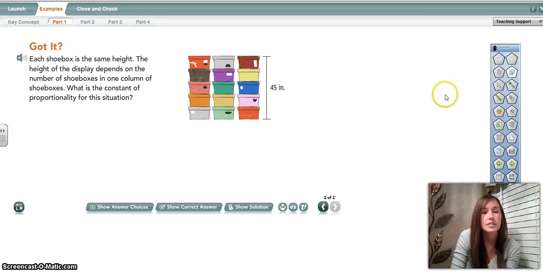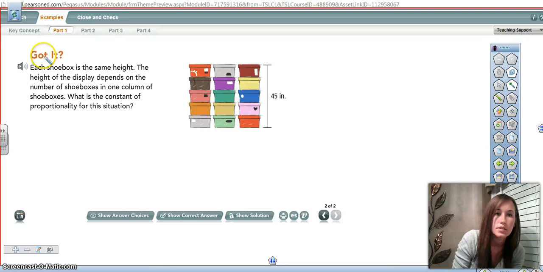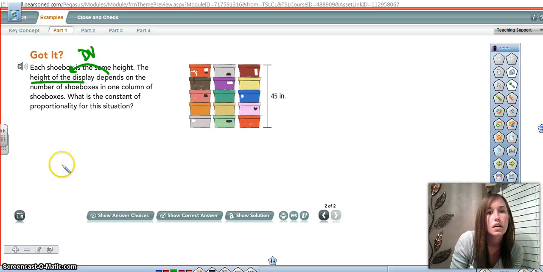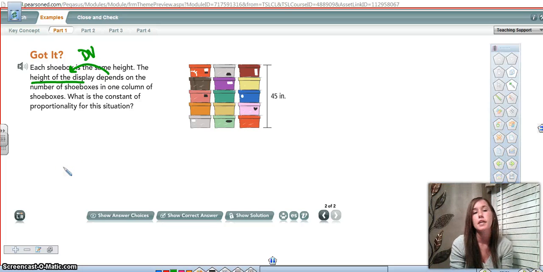Each shoebox is the same height. The height of the display depends on the number of shoeboxes in one column of shoeboxes. So the height of the display is the DV. What is the constant of proportionality? Go ahead and pause the video. See if you can do it all by yourself.